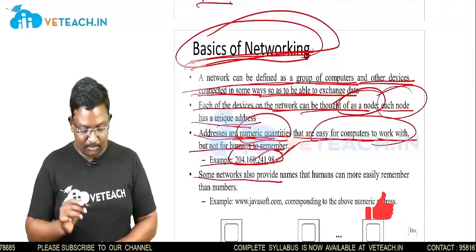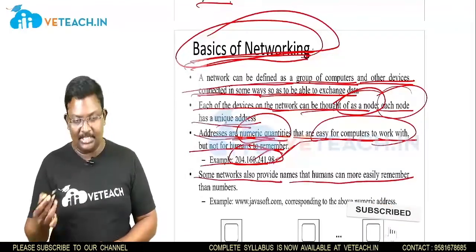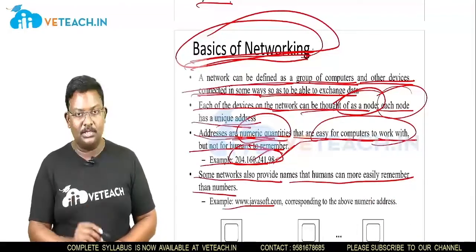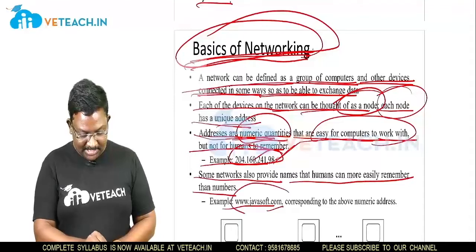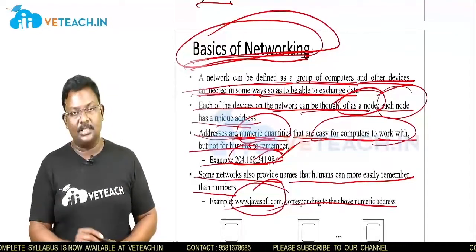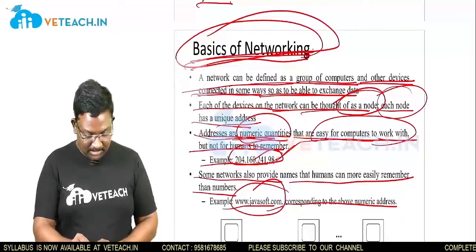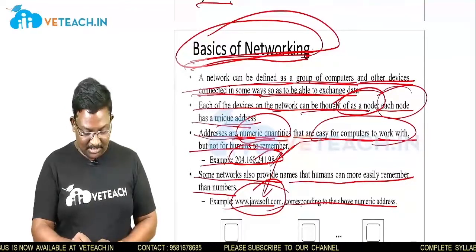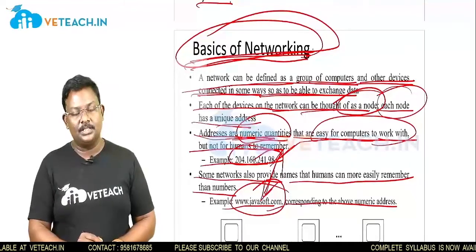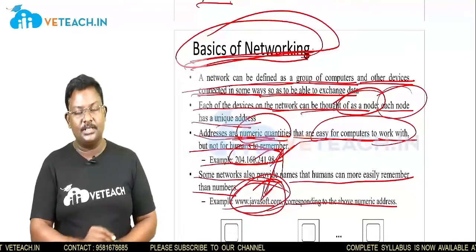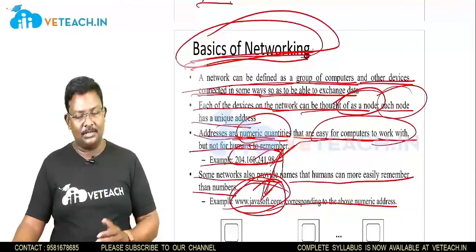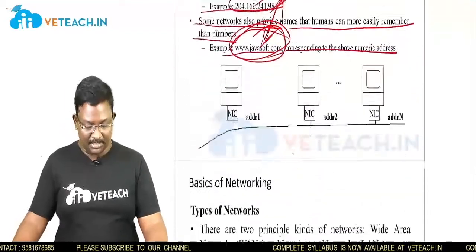Some networks also provide names that humans can easily remember instead of that number. For example, www.javasoft.com. This is a name. It corresponds to the above numeric address. We convert the number form into alphabetical form, which gives meaningful information. This can be understood by humans, whereas the numeric form cannot be understood by humans.